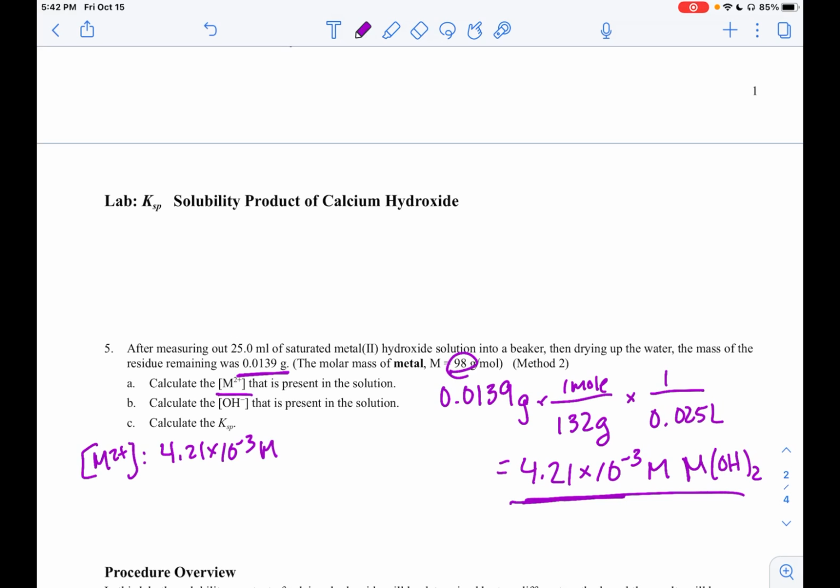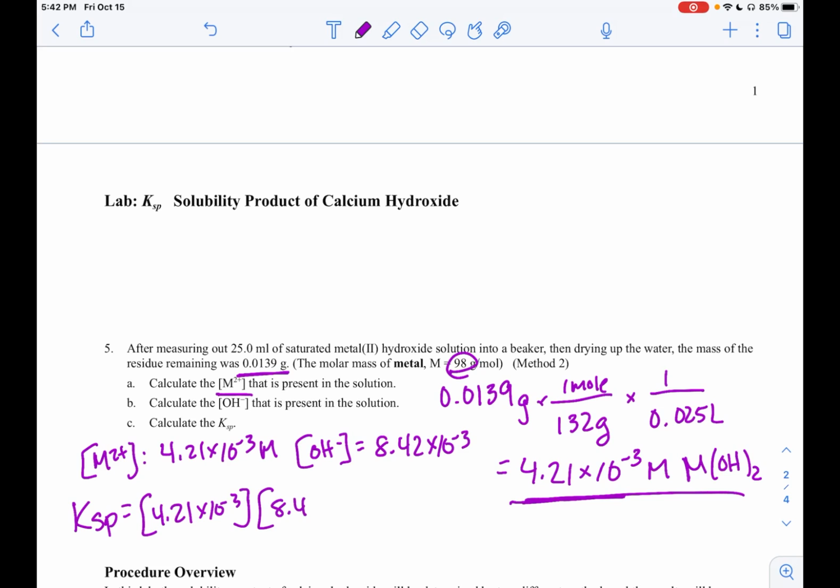For OH-, we need to take 2 of that, which comes out to be this. And then for Ksp, you just plug those into your Ksp expression. So your M2+ times OH- squared. So now we're going to take this and also apply it to our data table.